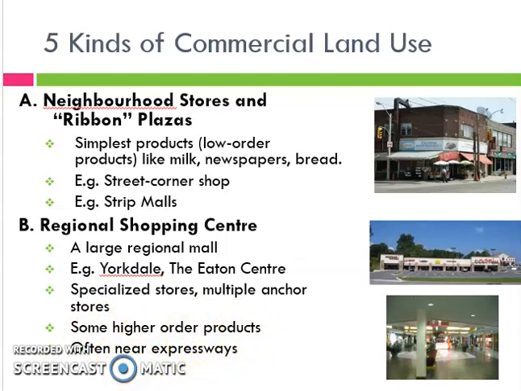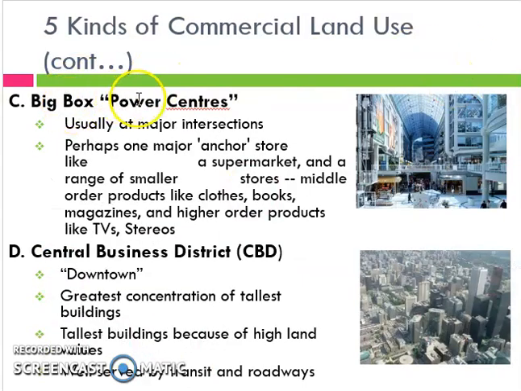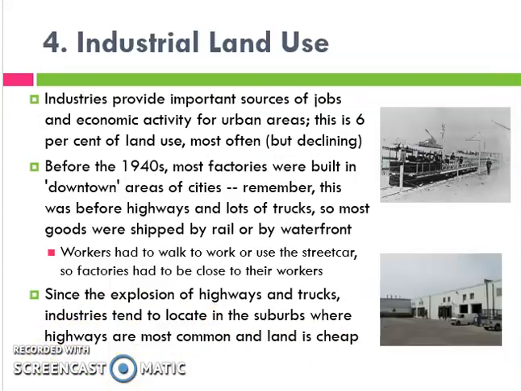large travel paths. The third is big box power centers, usually at major intersections, perhaps one major anchor store like a supermarket, etc. The fourth is a central business district. This is usually downtown, greatest concentration of tallest buildings. So it could be Bay Street, for example, and well served by transit and roads.